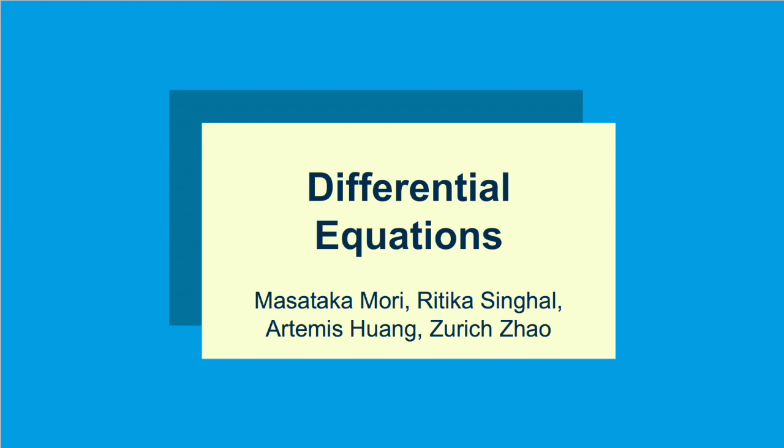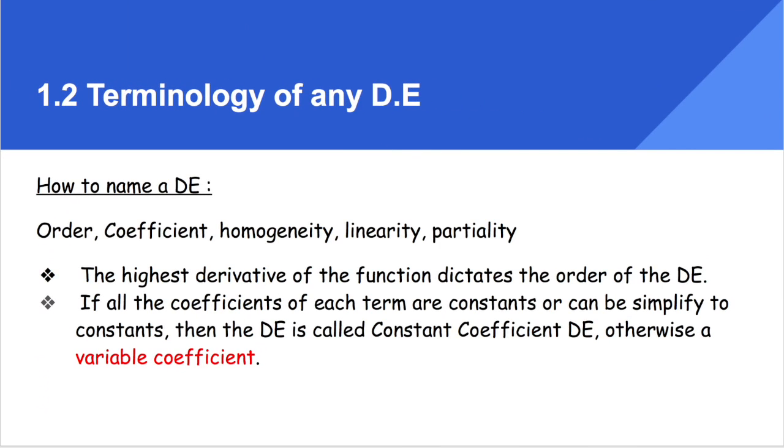This chapter is talking about some basic knowledge of differential equations and some techniques to solve first-order differential equations. Let's start. First, let's learn the basic terminology of any differential equation. Naming a differential equation includes order, coefficient, homogeneity, and partiality. The highest derivative of the function dictates the order of the differential equation.